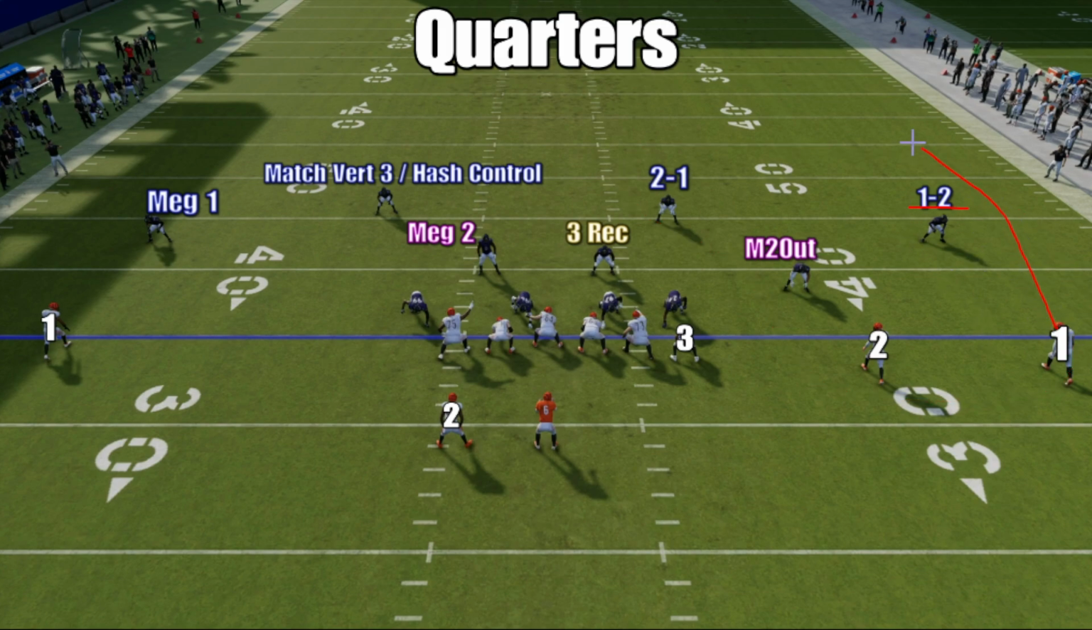If 1 runs a vertical route, then he mans that route man to man. It kind of just ends his process right there. If 1 were to run something underneath, like a hitch, well then now he doesn't take him and he gets his eyes on 2. So let's say we get a route combination like this, and he looks to man that route man to man with outside leverage. And the reason why he would play with outside is because he has help to the inside, because the safety who's reading 2 to 1 is 2 vertical, yes. So that ends his process, and he's going to man this route man to man.